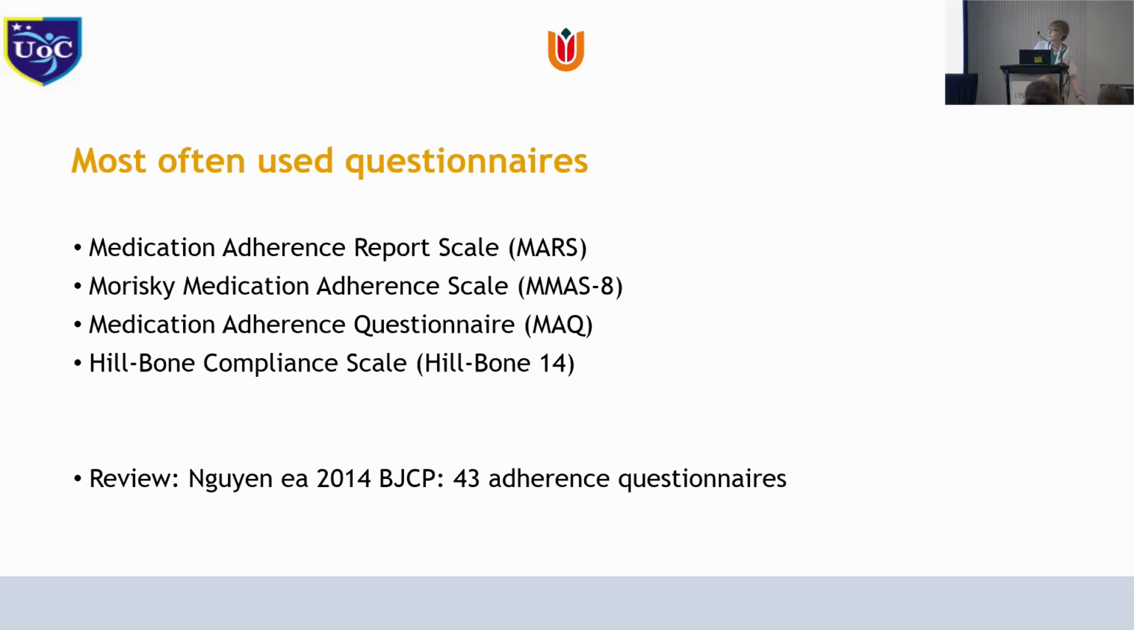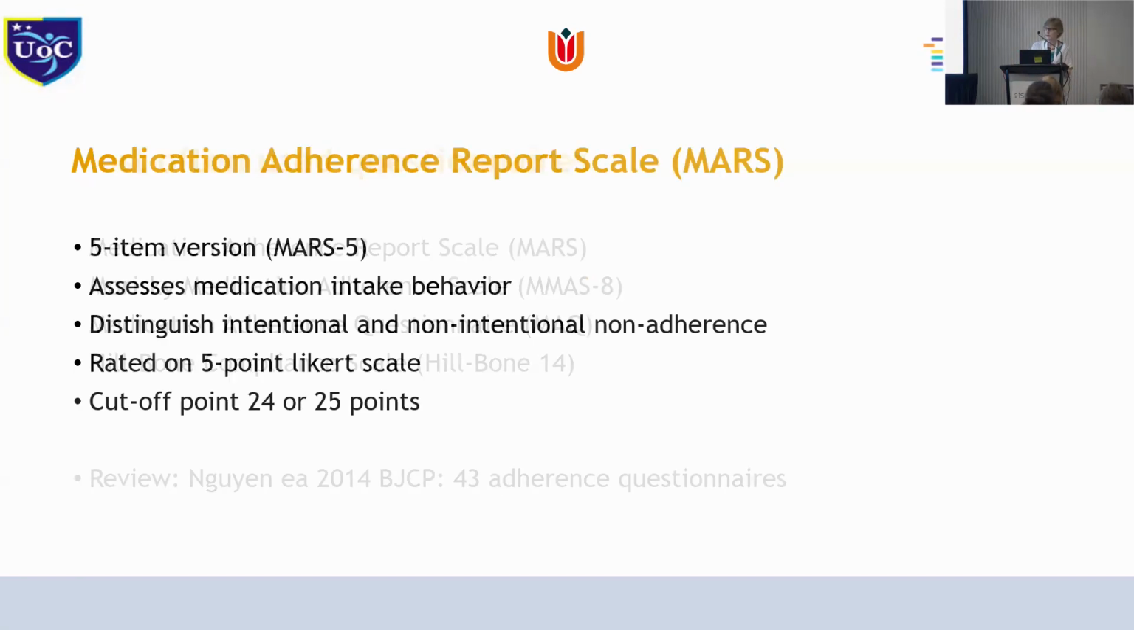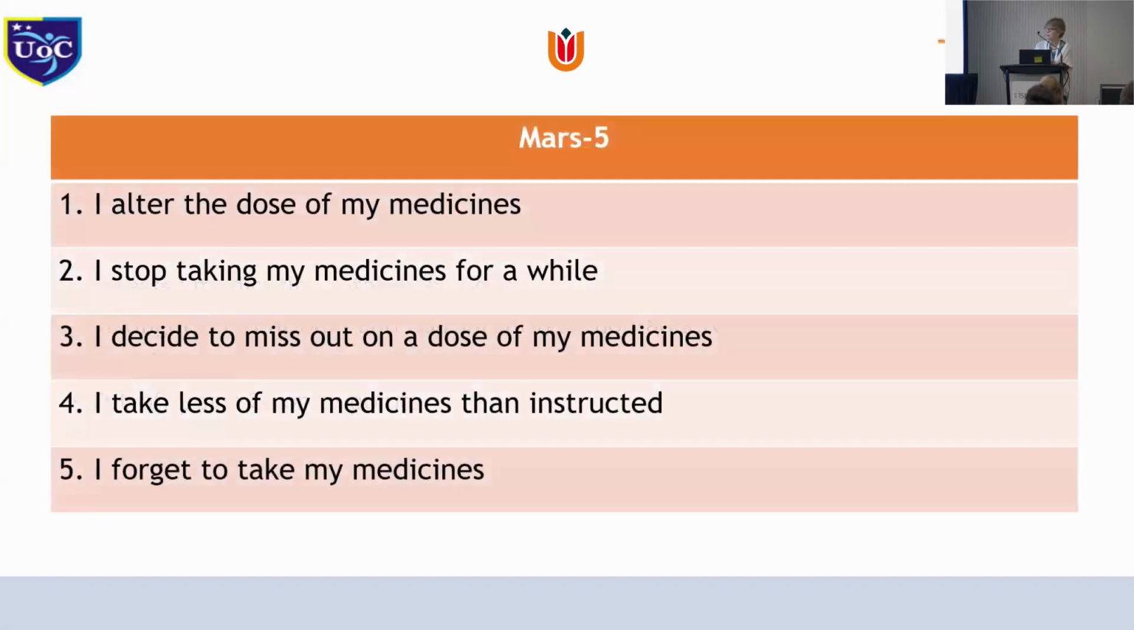Okay. The MARS questionnaire is a short questionnaire, 5 questions, and it assesses intake behavior, but not the barriers. It is rated on a 5-point Likert scale, and for each question you can get 5 points, so 5 times 5 gives 25 points, and 25 points is considered adherent, and sometimes 24 points also. And these are the simple questions of the MARS questionnaire.